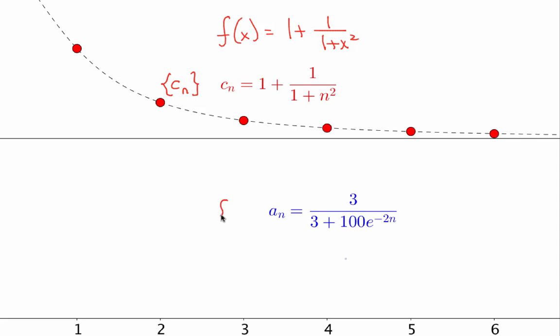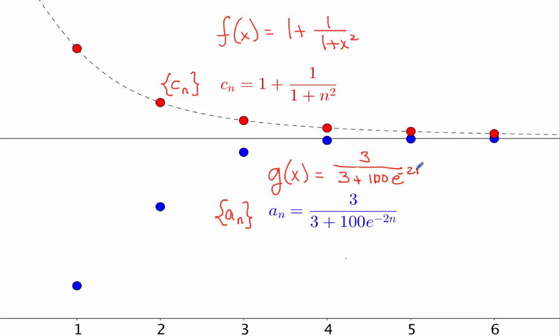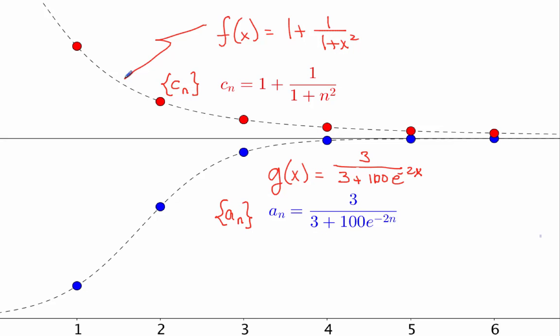Let me repeat with another sequence. And here I'm going to take the sequence a(n), where each a(n) is given by this formula over here. Now I'll put n equal to 1, 2, 3, 4, 5, 6, and 7. I'll now plot this function. g of x is 3 over 3 plus 100 e to the minus 2x. So this function f of x and this function g of x, you can see are both converging to the constant value 1. And similarly, the sequences are converging to the value 1 as well.